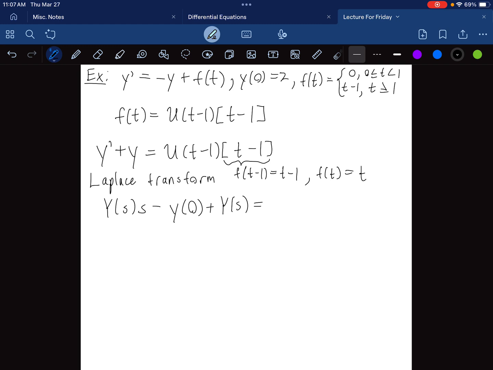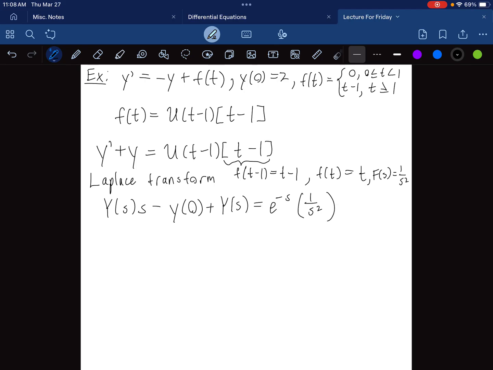And the Laplace transform of f is going to be capital F of s. This is using table entry number 8, is just 1 over s squared. And so with this, we can now take the Laplace transform of the unit step function of t minus 1 times our f of t minus 1, and that's going to get us e to the negative s times 1 over s squared.